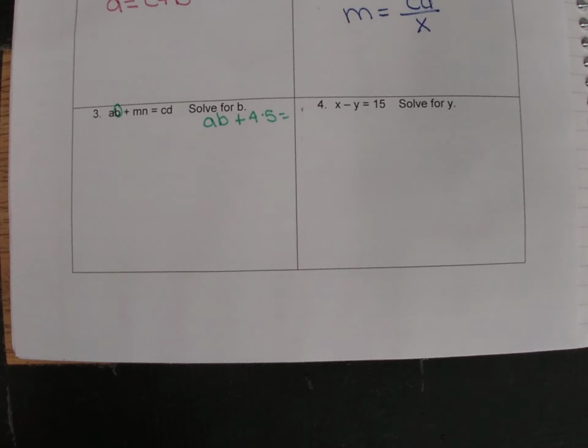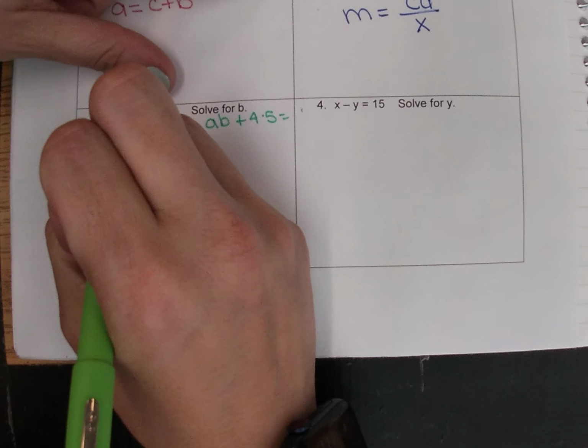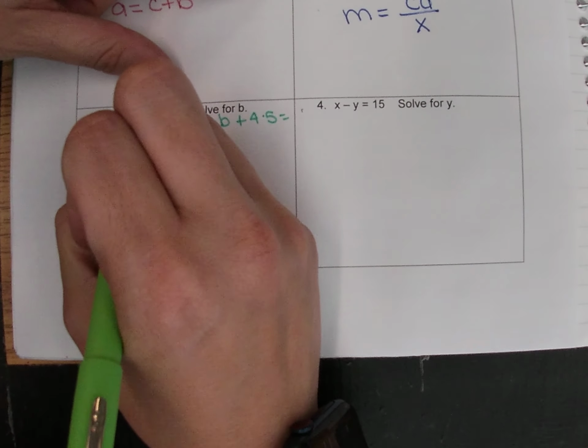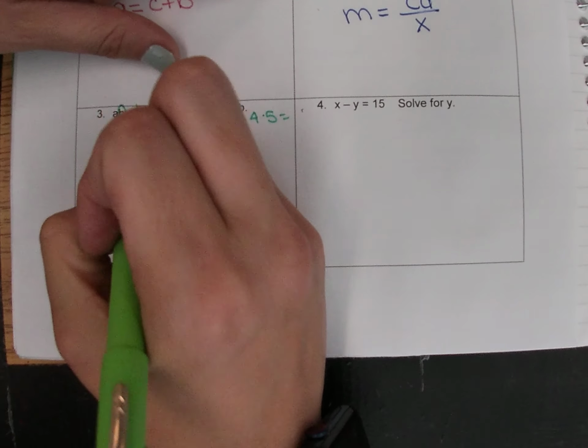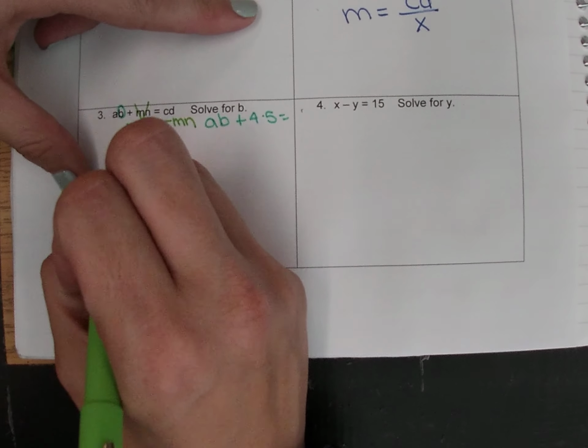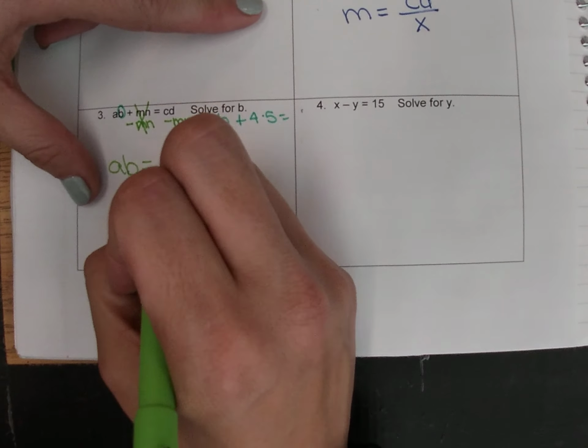If I want to get that b by itself, we always undo any addition or subtraction first, which we have addition. So I'm going to undo adding mn by subtracting mn. Again, less math. I'm left with ab equals cd minus mn, which I can't do anything with.